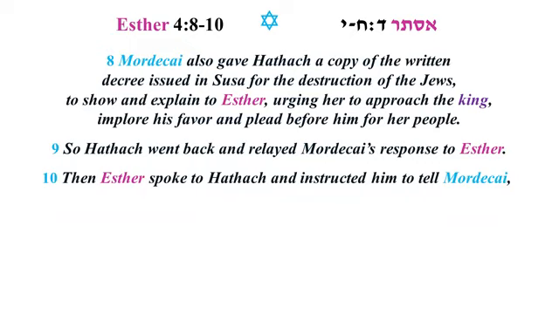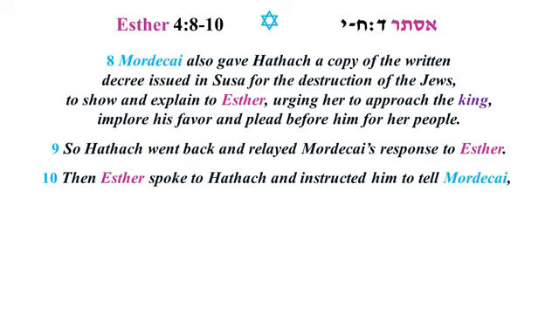He also gave him a copy of the text of the edict, which had been issued in Susa for their destruction, that he might show Esther and inform her, and to order her to go into the king to implore his favor and to plead with him for her people. Hathach returned and related Mordecai's words to Esther.